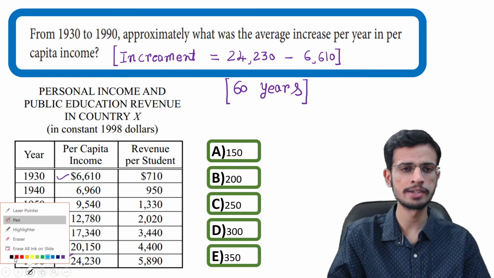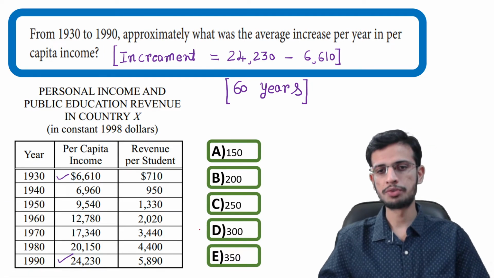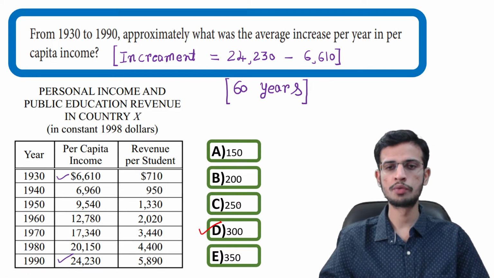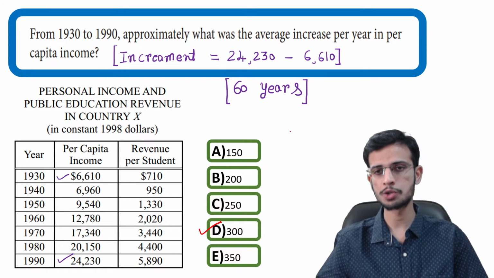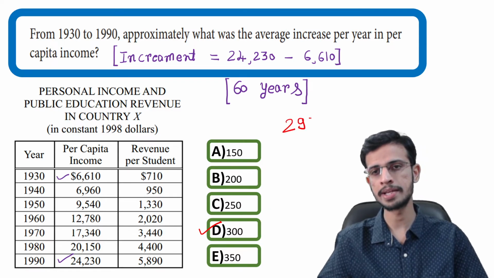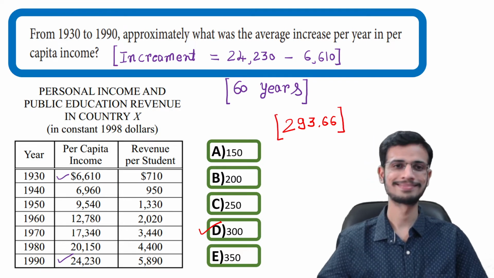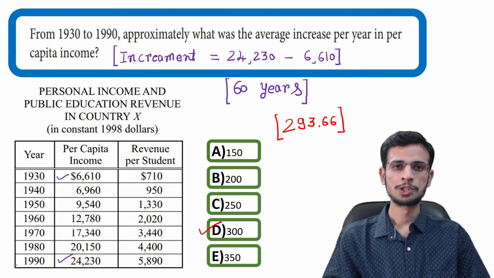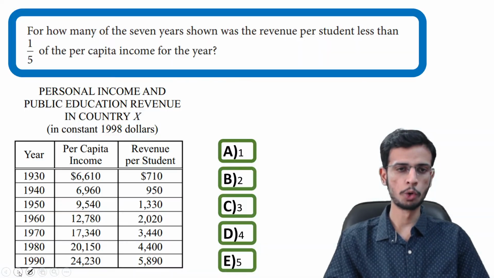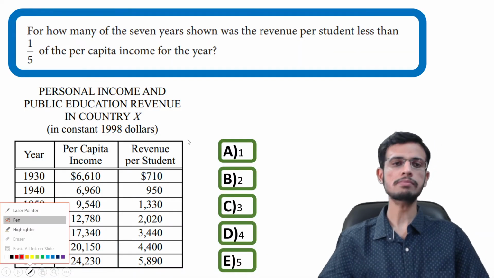Options are given to us, so you can go through the options first. 150, 200, 250, 300. When we got the answer as 293.66, right? We will be using the closest option. Okay. So let us move on to the next question. There is one more question from the same table.